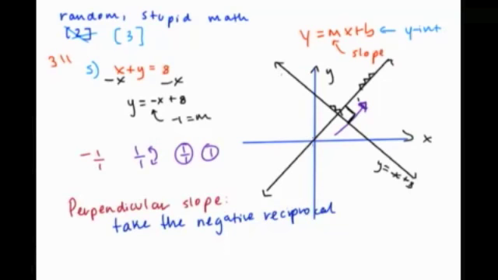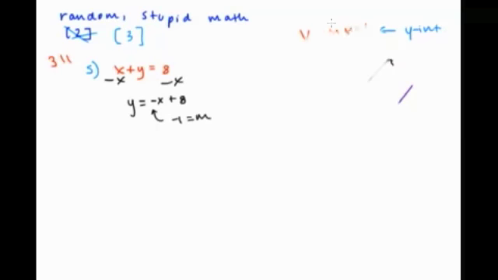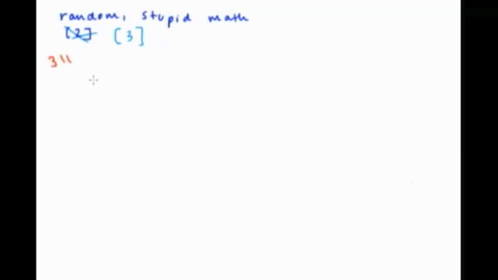And anywhere here, it doesn't have to go through the origin. It could be here, or here, or here, but it's all going to be perpendicular, and that's going to have a slope of 1 always. So I guess that's it for this question, right? So let's move on to question 6.